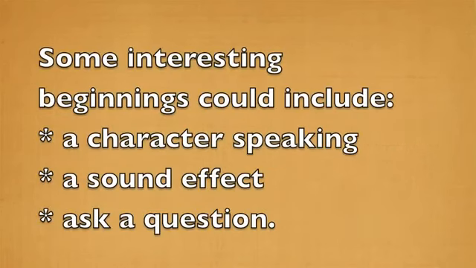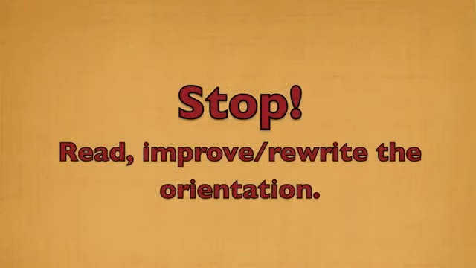If your child is stuck for an idea, they could try some of these interesting beginnings. Maybe a character speaking, a sound effect, or they could ask a question. Write the orientation only. Stop at this point, read it, and talk about ways it could be improved to make it more interesting. Rewrite the orientation until it will grab the reader's attention.